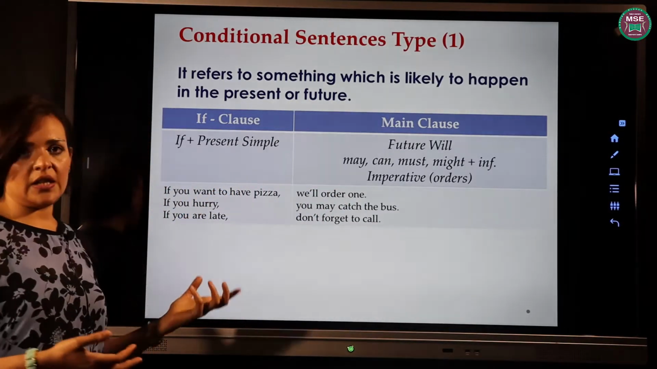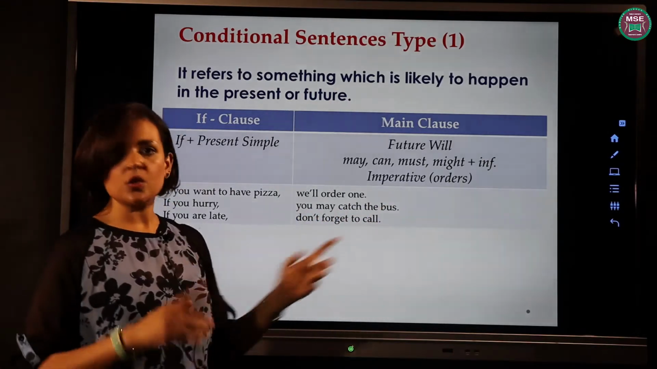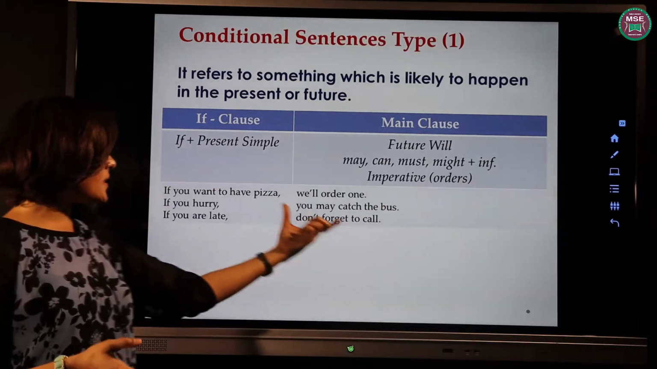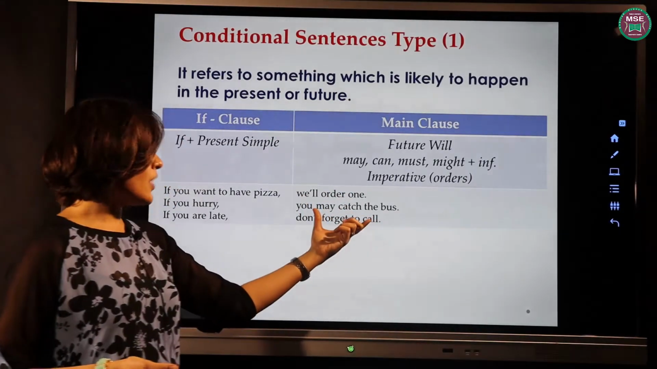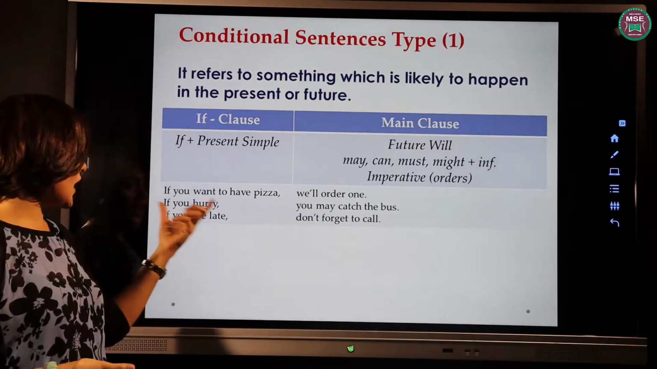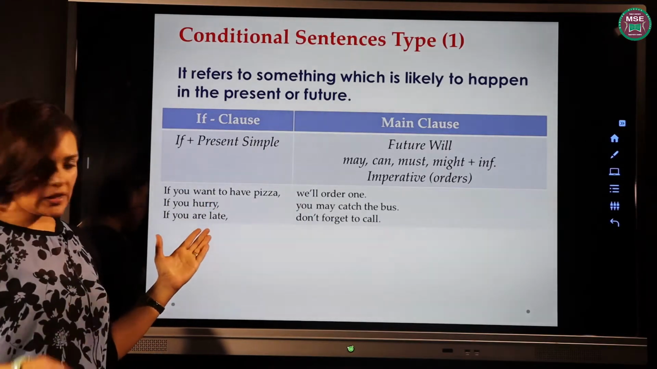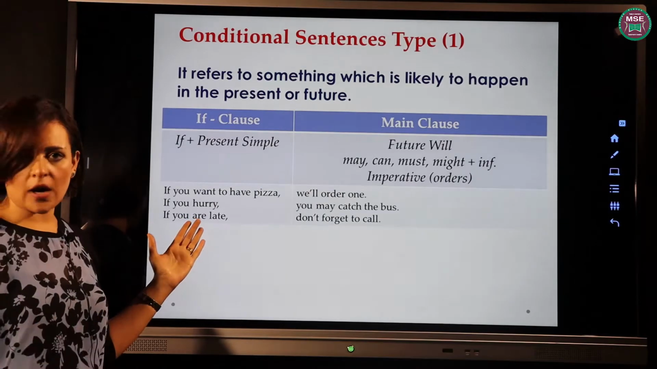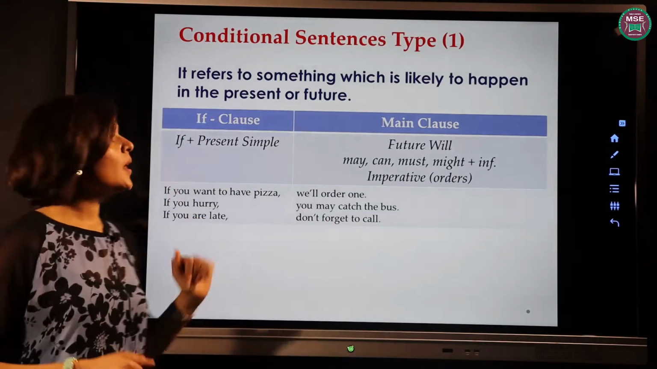If you hurry up, you may catch the bus. You will not miss the bus. So this is a very reasonable result to what you say in the if statement here. If you are late for your lesson or for a project or anything, don't forget to call me.